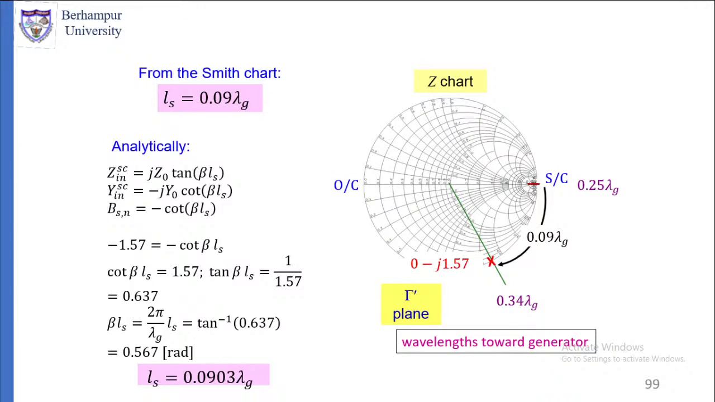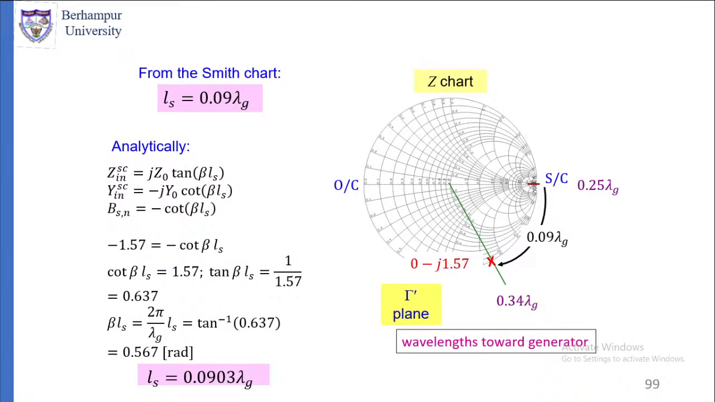So we will move a distance from the short circuit, that is, the length of the stub should be 0.09 lambda g. So Ls is equal to 0.09 lambda g, which you find from the Smith chart. Similarly, for the upper one, we can move to the upper point, and whatever the distance, add that to 0.09 lambda g.